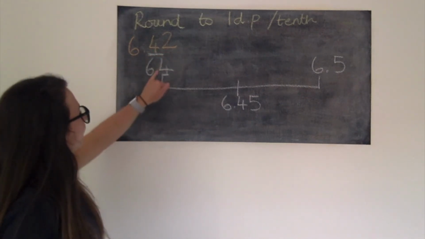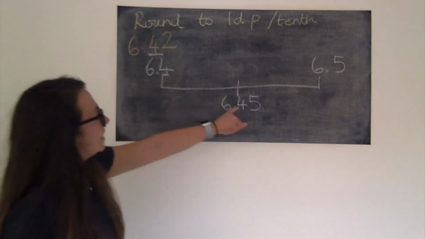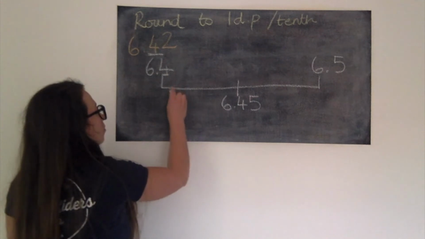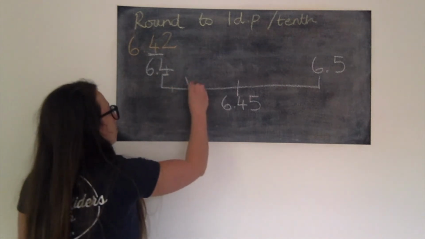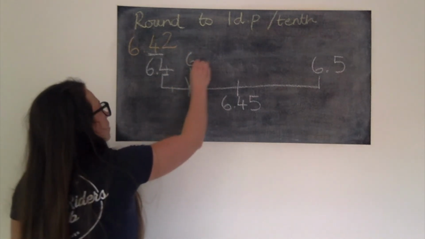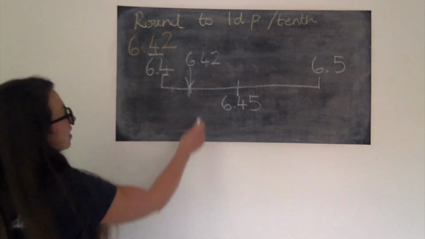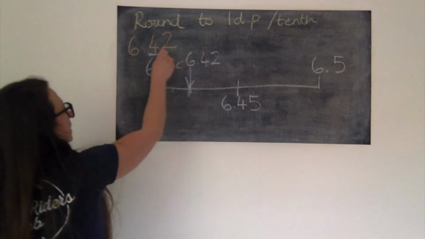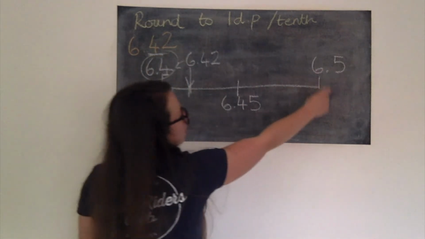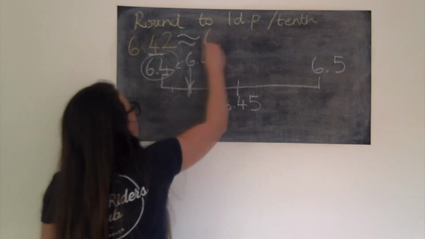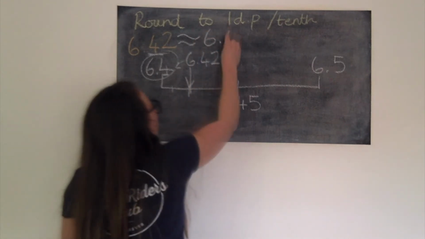So now I can think about 6.42. So here's 6.4, it's less than 6.45, 6.42 will be somewhere here. So if this is 6.42, if I'm rounding to 1 decimal place, I can see that that is closer to 6.4 than it is to 6.5. So to 1 decimal place, we would say this is rounded to 6.4.